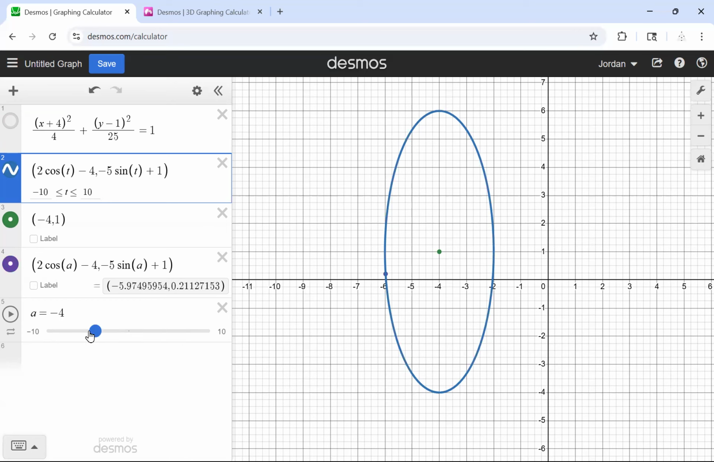I do want to state something about this ellipse that's slightly different than the circle we did. As the t value increases, the point will move around the ellipse in a clockwise direction this time. So as the value of t increases, as it gets bigger and bigger, we're moving around the ellipse clockwise. Again, that is just an interesting observation.